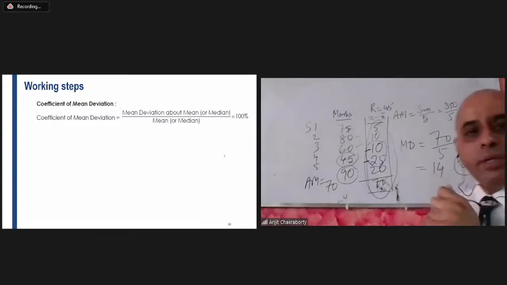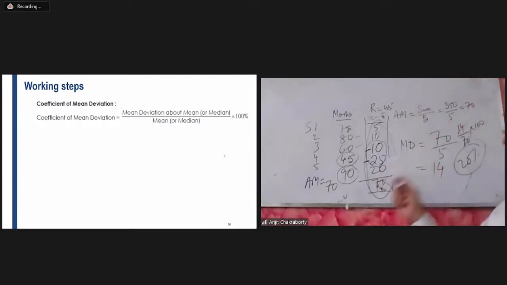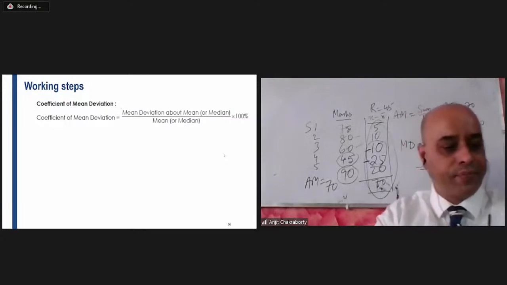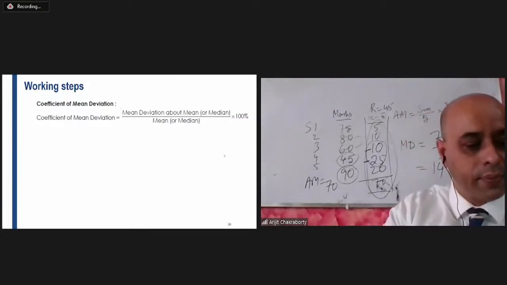So coefficient of mean deviation is the mean deviation about mean divided by mean. The mean is 70 and the mean deviation about mean is 14. Mean deviation by mean, so 14 by 70 into 100. That gives you the coefficient of mean deviation. Very good.